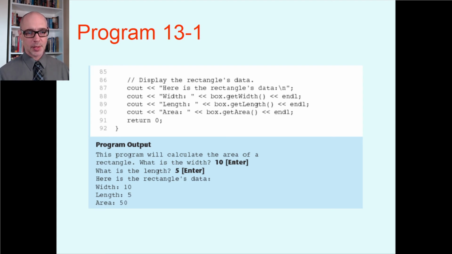So the book is asserting that if you run this program and put in this input in boldface here, it's going to say this program will calculate the area of a rectangle. What is the width? Let's say 10. And that gets saved in width. What is the length? 5. And then it's going to say, here is the rectangle's data. The width is 10 and the length is 5 and the area is 50. And that is correct. Of course, we should test this on our own to be totally sure about that.